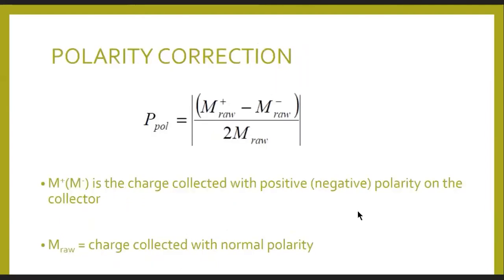The third correction is the polarity correction. We all know that the reading of the chamber differs when we flip the polarity applied on the chamber. So this formula is basically taking the mean value of the chamber reading for both polarities.